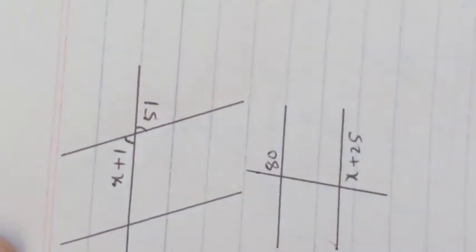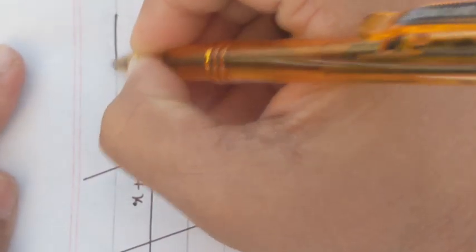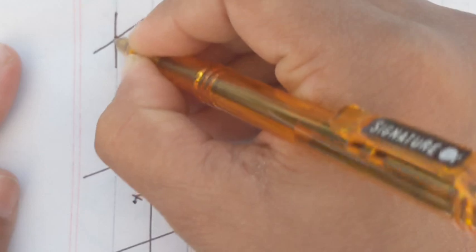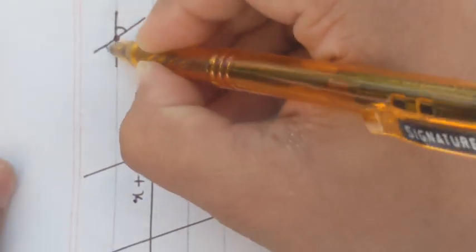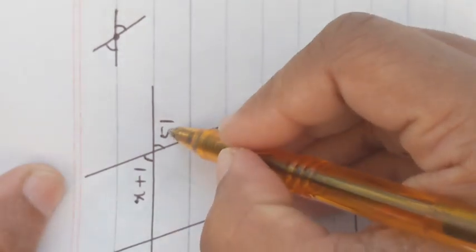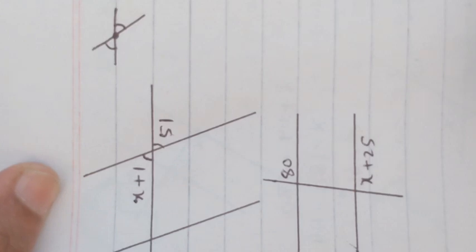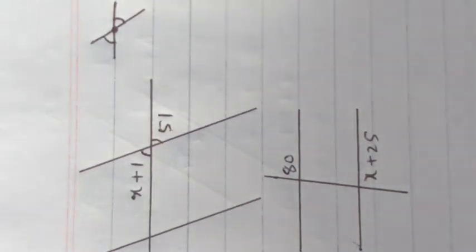Always remember, students, when we have two angles that lie on two straight lines such that the two lines meet at a point, the angles that are formed opposite to each other are equal to each other for being vertically opposite. So we can say that angle 51 and x plus 1 are equal to each other. Why? Because they are vertically opposite angles.